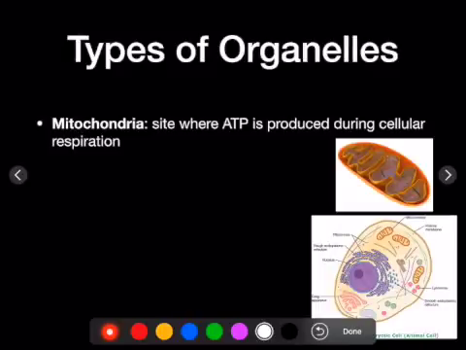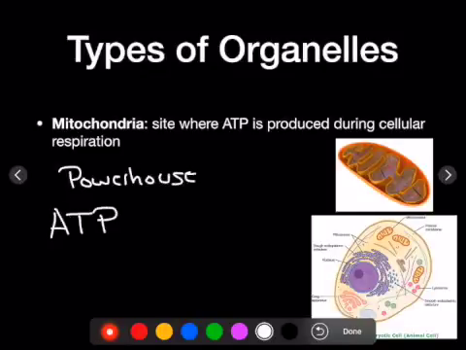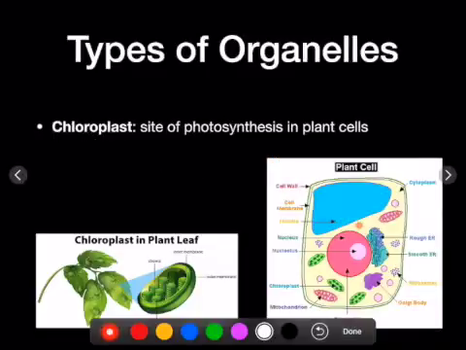Now the mitochondria, you'll often hear this as the powerhouse of the cell. So the powerhouse of the cell is where ATP is made. So, site of ATP is produced during cellular respiration, okay? During cellular respiration, this is the organelle that is responsible for doing all those tasks.